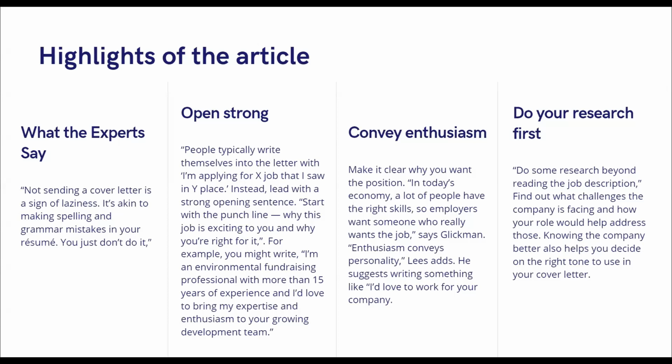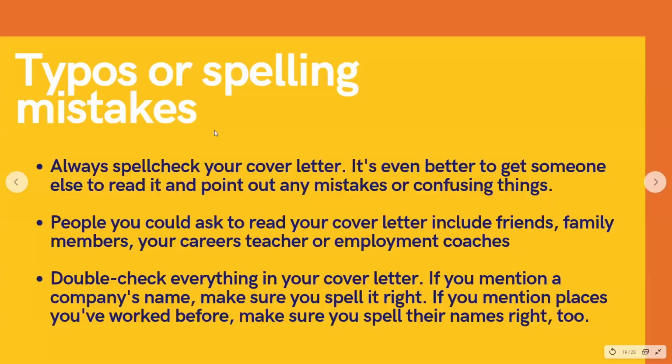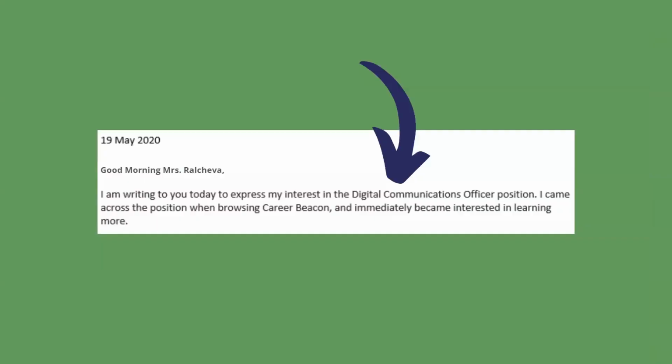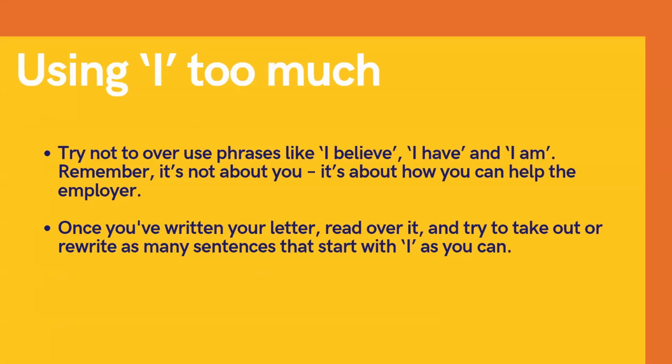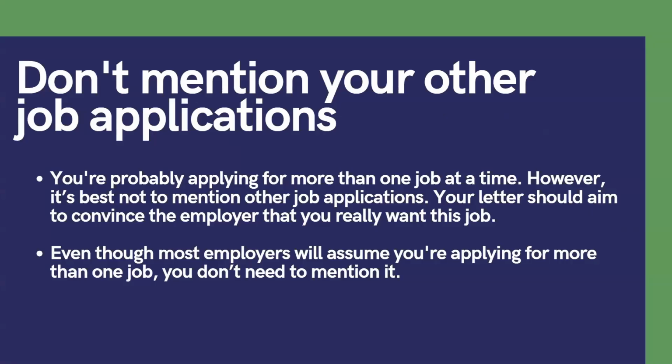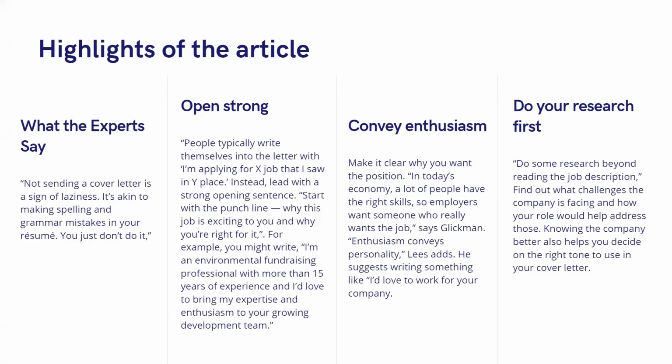The next point is open strong. All right, here it reads, people typically write themselves into the letter with, I'm applying for this job that I saw in this place or from this place, okay? I'll show you a great example. Look at this. I am writing to you today to express my interest in this job that I got from this place. See, even I did it, okay? Because it's a format. It's a good way of doing things. It's not a wrong way. It's just that if you want to be a bit different, you might want to consider doing something different, okay?